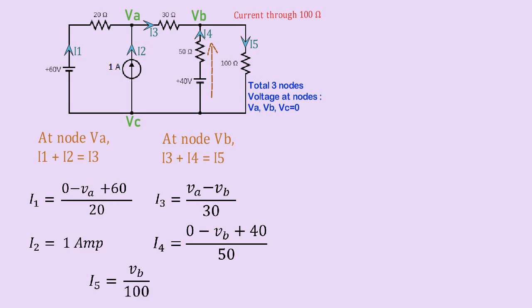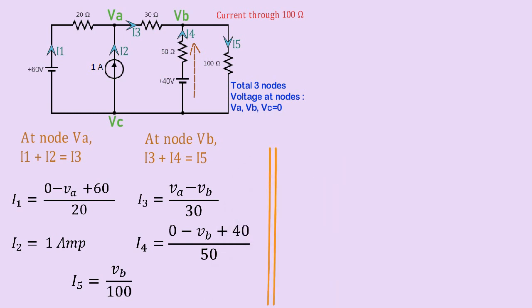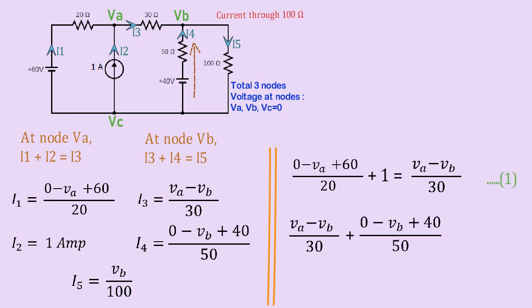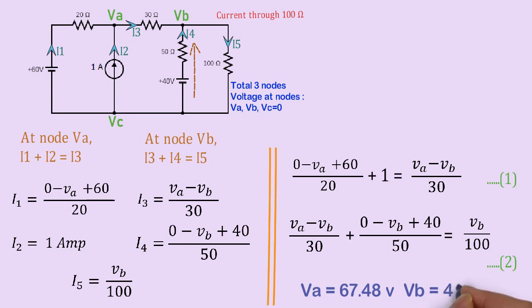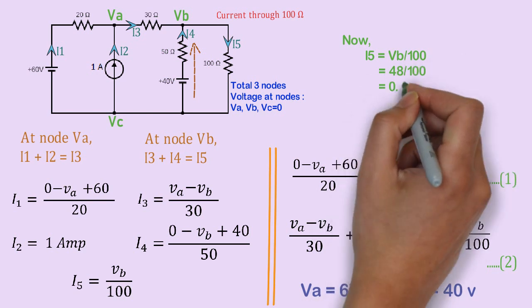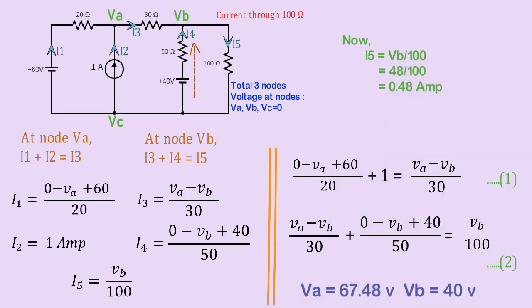After equating I2, I1 and I3 in the node A equation, and I3, I4 and I5 in the node B equation, we will get 2 simple equations. By simple mathematical steps, node voltages VA and VB are calculated, and those are 67.48 volt and 40 volt respectively. By putting VB in equation I5, we are getting 0.48 ampere passing through the 100 ohm resistor.